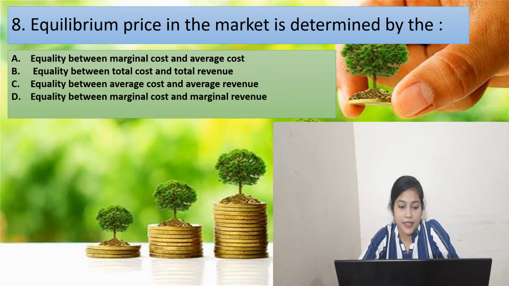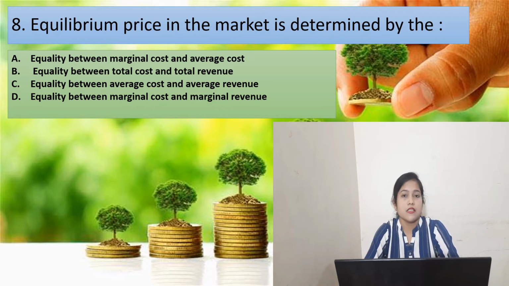So moving to the next question, question number 8: equilibrium price in the market is determined by option A, equality between the marginal cost and average cost. Option B, total cost, total revenue equality. Third one, the equality between average cost and average revenue. And the last one, equality between the marginal cost and marginal revenue.